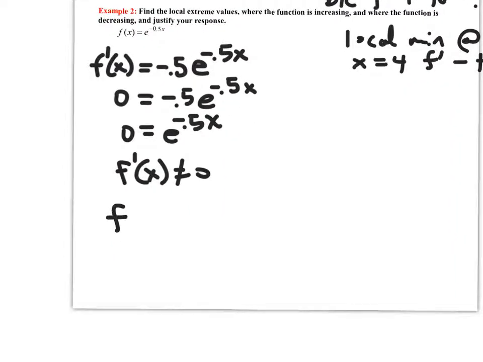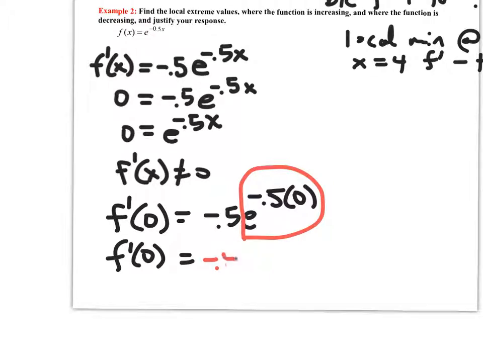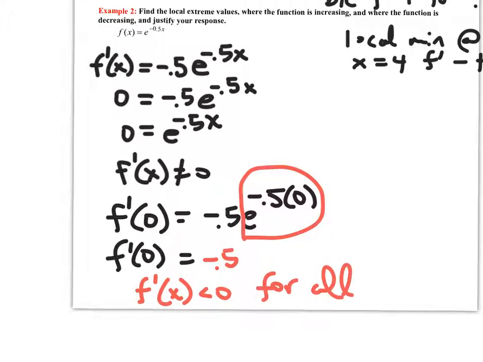Therefore, let's see if f prime is negative or positive. I'm going to plug in just a nice number to work with. That would be -0.5 e to the -0.5 times 0. Therefore, f prime of 0, let's see, this right here would become 1, so I get -0.5. So therefore, f prime of x is less than 0 for all x. And so it looks like there would be no extreme values. No extreme values. Check.